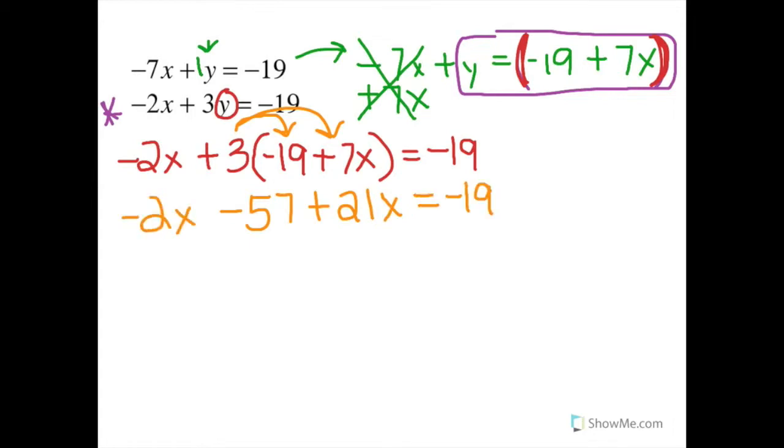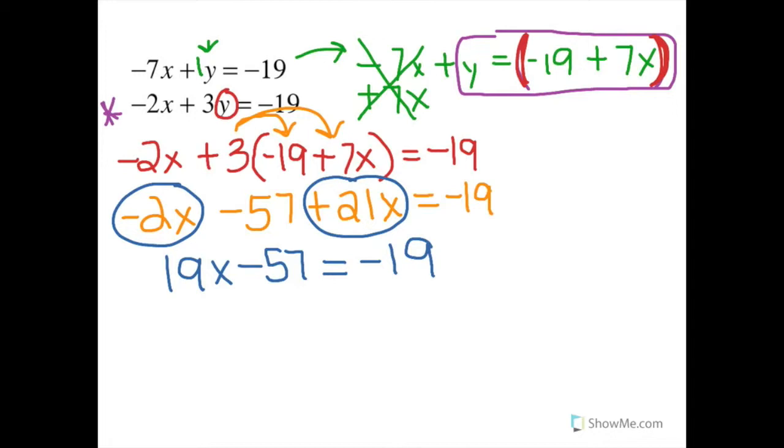Okay, now I know I have like terms that I can combine on the same side of the equal sign, which would be negative 2x and positive 21x. When I combine them, I'm going to get 19x. And bring everything down that I didn't use to stay organized. Okay, now I'm trying to get x by itself, so I'm going to leave that 19x alone for now. And I need to cancel out that negative 57, so I can do that by doing the opposite operation and adding 57. That'll give me 0 and cancel out.